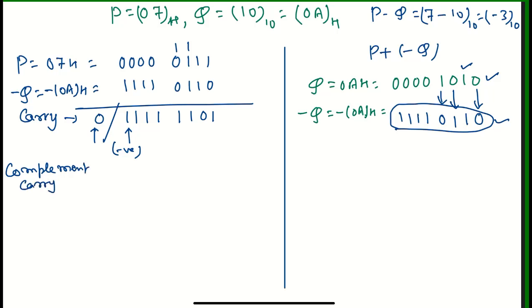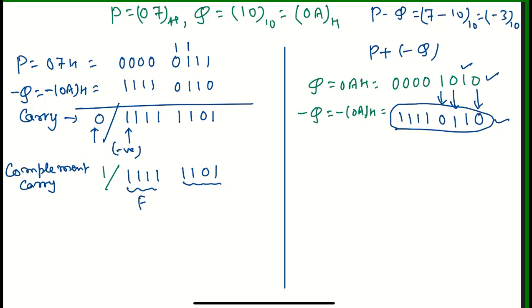Complement the carry. So this carry bit now will become 1, with the remaining bits, whatever the result bits are showing, staying as they are. So here it is 1 1 1 1 1 1 0 1. The upper nibble is giving F, and this is what?